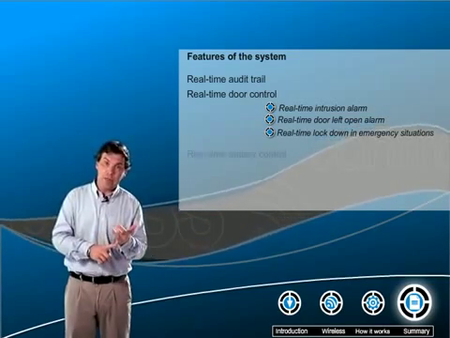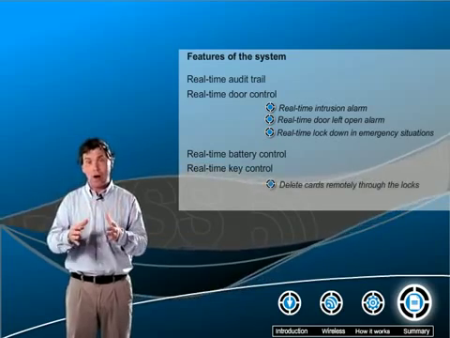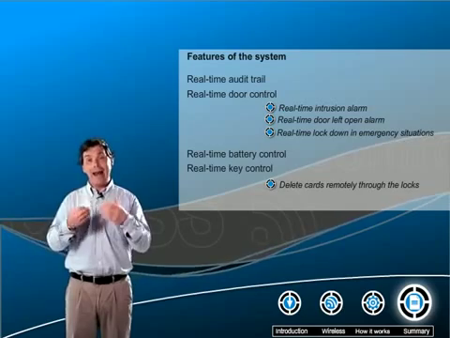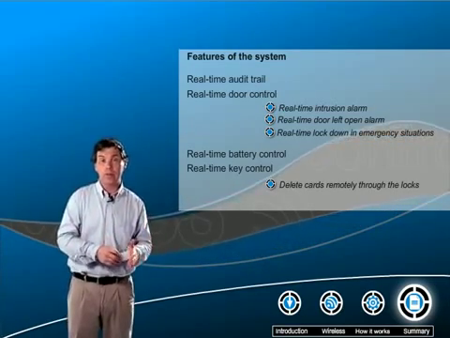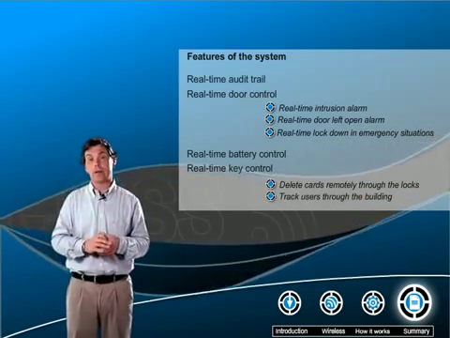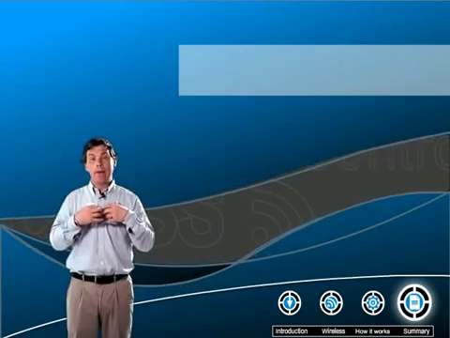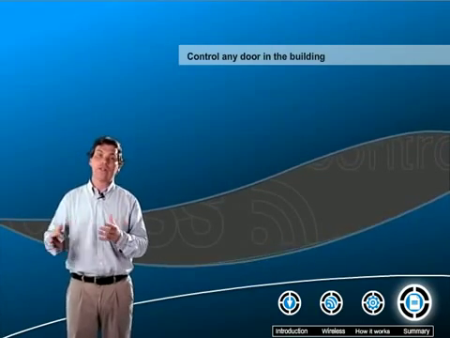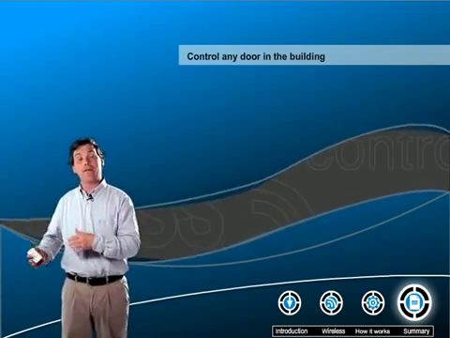You have the real-time battery control, real-time key control, so you are able to delete the cards on the spot, and even to delete those cards at the locks itself, so that they also cannot be used on the SVN points. And of course, you have the possibility to track the users inside of the building. So basically, you have the possibility to now control any door in the building through SALTO system technology, either the online points, the wireless points, or the wire-free points.